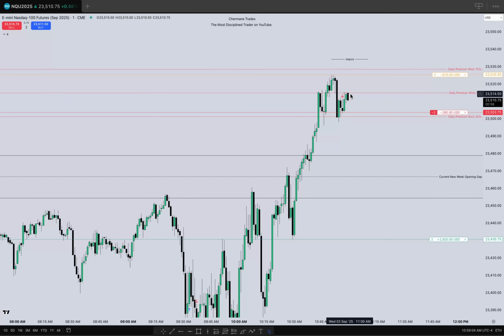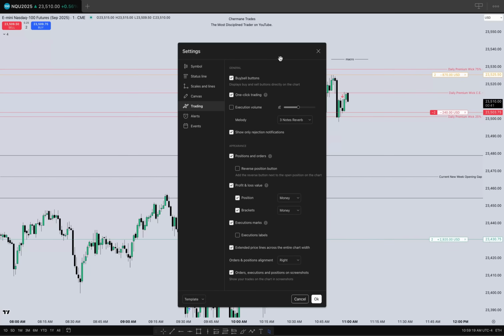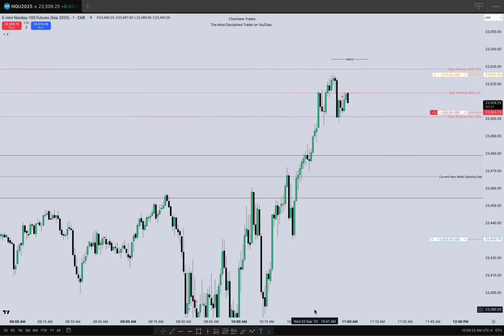I like the bodies there. That's perfect. I do want to look to pyramid this and build it up. Right now I'm risking less than 1%, so I do want to add more. And there's too many lines going on, so I'm going to take those off so we can see what I'm looking at.